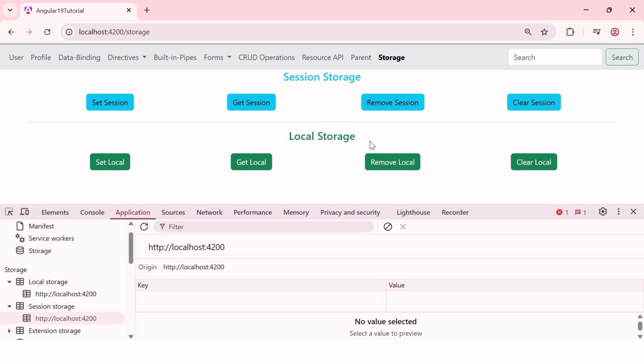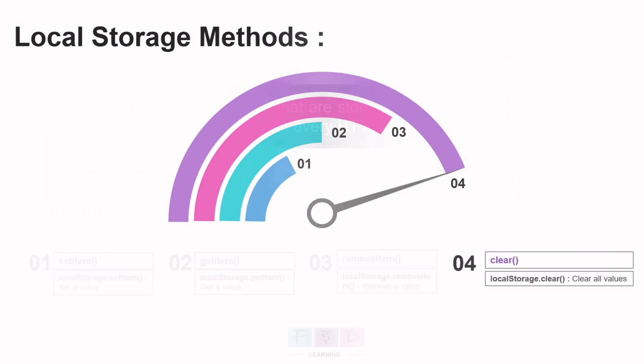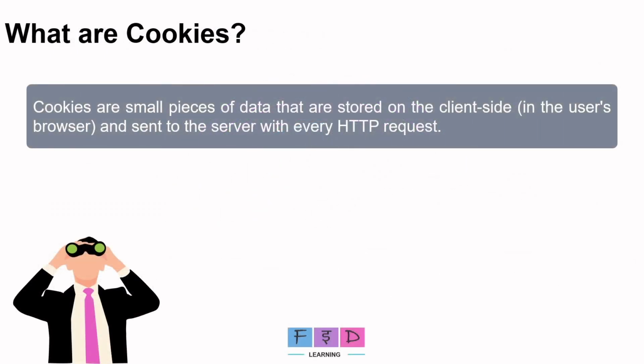So now let's move on to understanding cookies. In Angular, cookies are small pieces of data that are stored on the client side and sent to the server with each HTTP request. So here, cookies have three key features. Small data storage. We can store a small amount of data, up to 4 KB. Second key feature is client side storage, meaning in the user's browser.